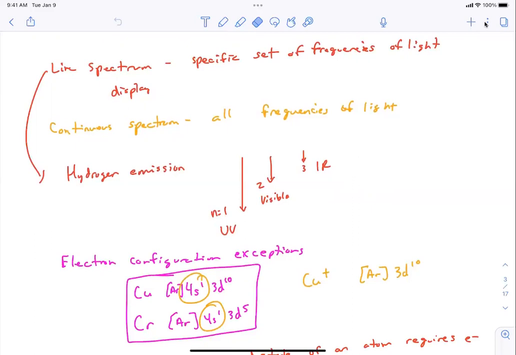You don't have to know the name of the series. I know some of the review books will say like Balmer, Lyman, and Paschen, but you don't need to know that. You just need to know what light is being given off.